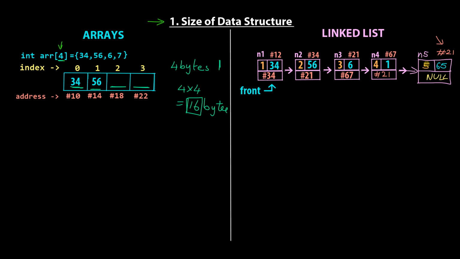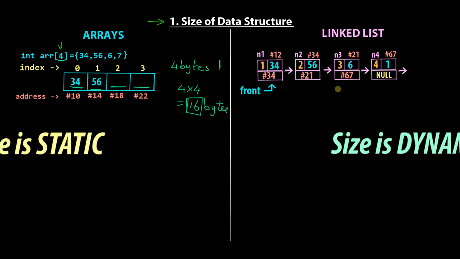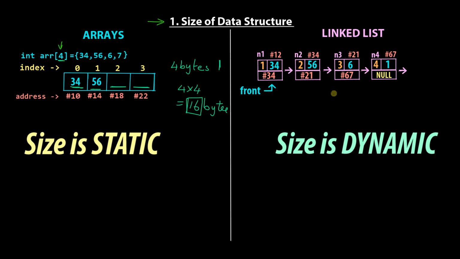Now similarly, at any point in the program, let's assume that we don't really require n5. So you can also completely erase it out, and make n4 again point to null. So you can see now I've dynamically shrunk the size. This is one major benefit when it comes to the flexibility of the size of the data structure. The size of a linked list can grow and shrink depending upon the requirements. The size of an array cannot grow and shrink depending upon the requirements. So this is where the linked list wins.